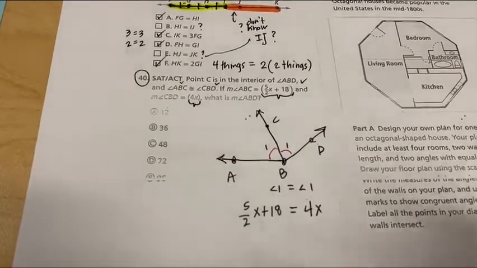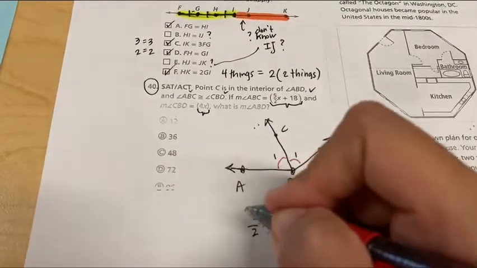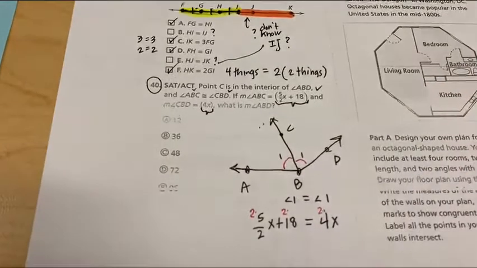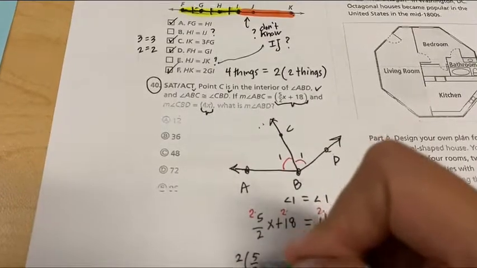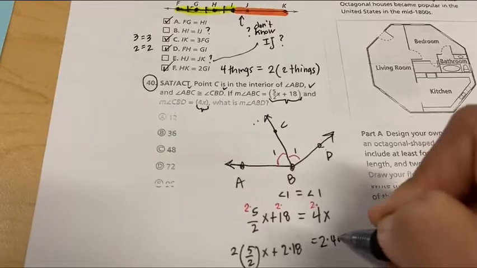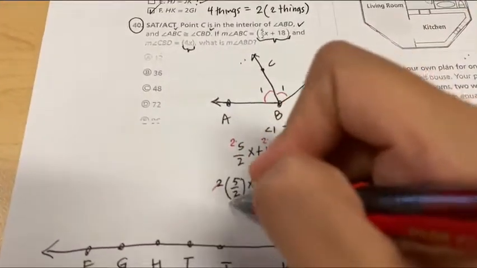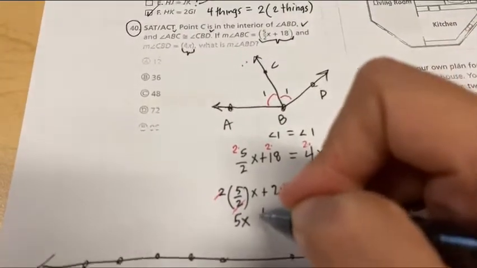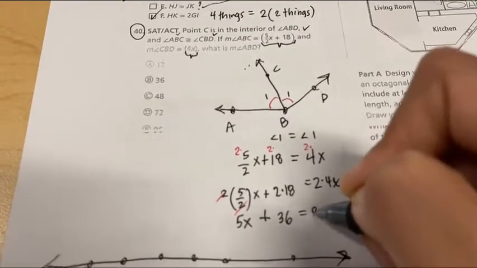So here's a tip on the SAT. They like to throw a few fractions in there. And so you can get rid of that fraction by multiplying every term by 2. So I'm going to multiply every term by 2. So 2 times 5 halves times x, 2 times 18, and 2 times 4x. Now let's see what happens. So this should cancel, and I just get 5x, and that would be 36, and 2 times 4x would be 8x.